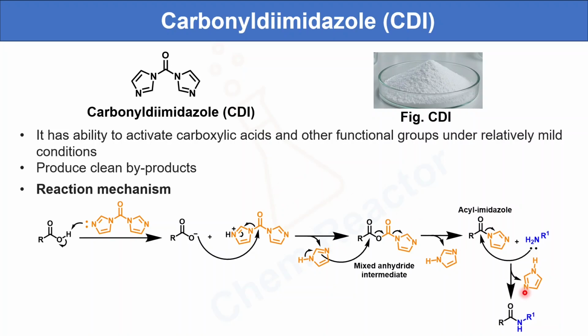So for that, I have taken amide bond formation as an example. In the first step, CDI deprotonates the carboxylic acid, which forms this carboxylate anion. In the next step, the carboxylate anion adds to this protonated CDI, and that forms this mixed anhydride intermediate. In the next step, this mixed anhydride intermediate gets converted to this acyl imidazole. Finally, the amine reacts with this acyl imidazole intermediate and that forms this amide bond.